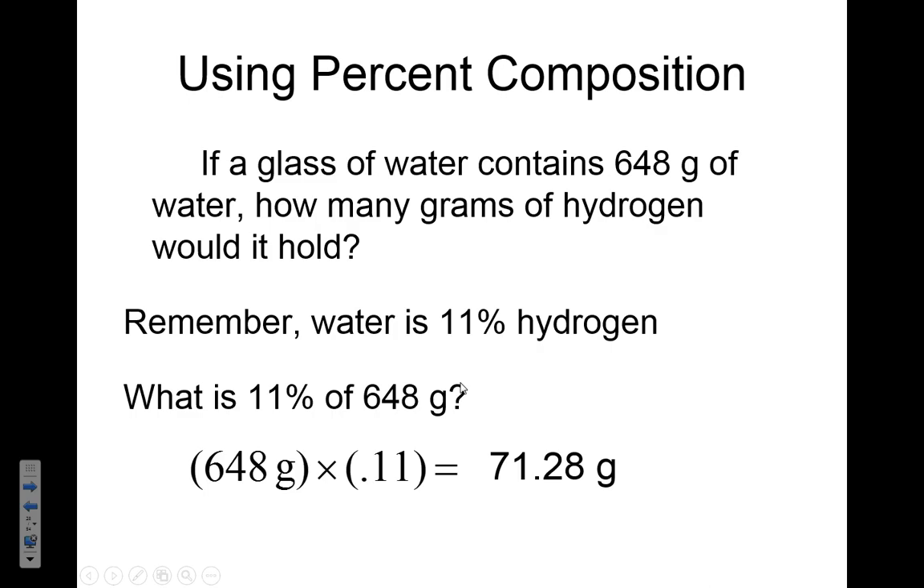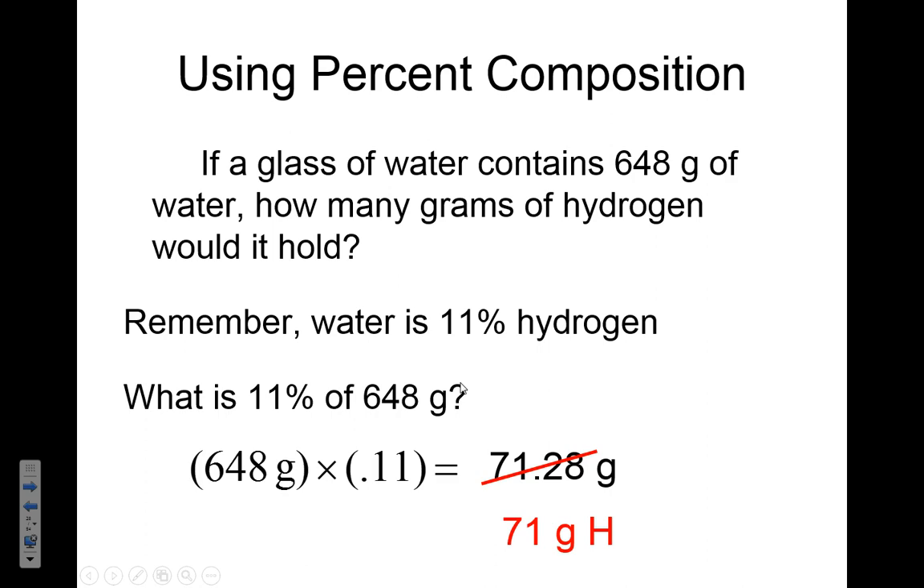Now, paying attention to sig figs, 648 grams had 3, 11% only had 2. My best answer here would be to say I have around 71 grams of hydrogen. But it would be a quick, easy way for me to determine how much hydrogen was in that sample. So if I know it's water and I can calculate water's percent hydrogen, I can take that percent of any sample size of water and actually figure out how much hydrogen I've got.